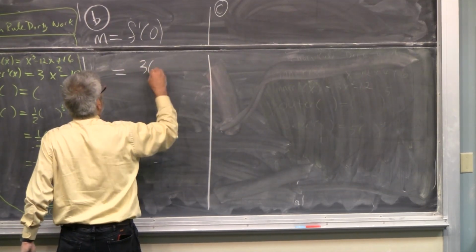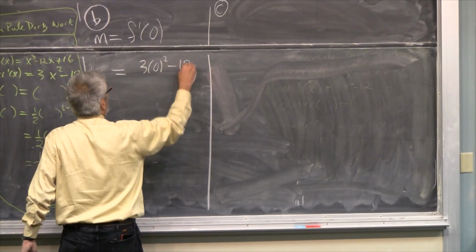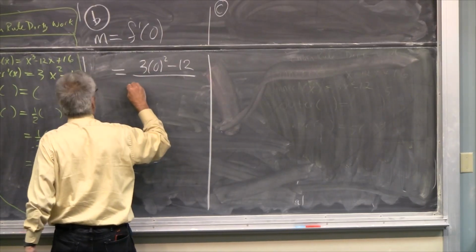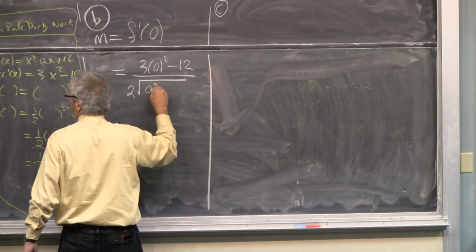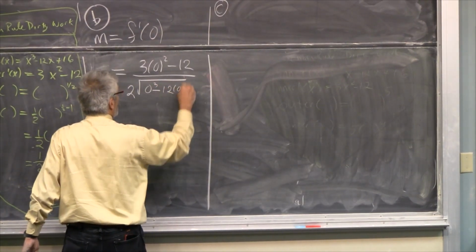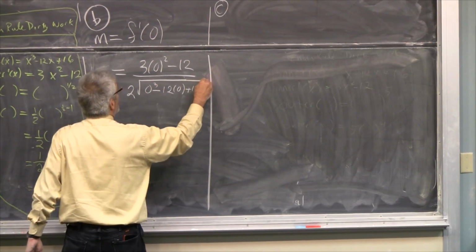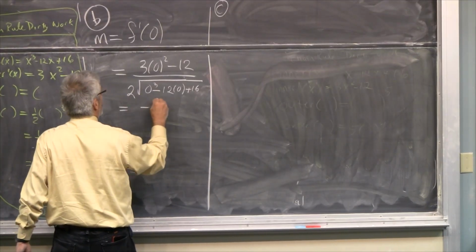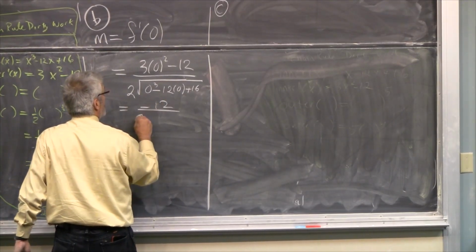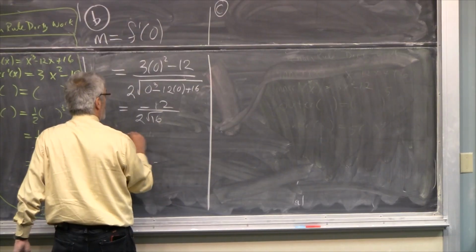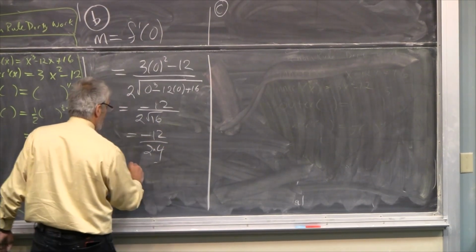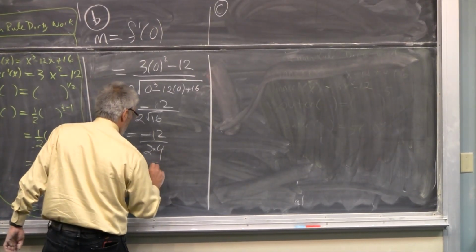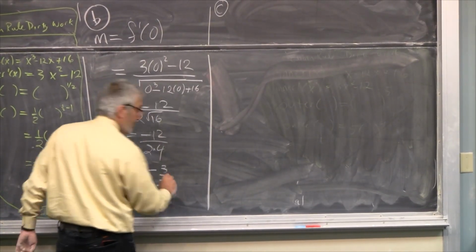So 3 times 0 squared minus 12 over 2 times the square root of 0 cubed minus 12 times 0 plus 16. So that's minus 12 over 2 square root of 16. So that's minus 12 over 2 times 4. So that's minus 3 over 2.